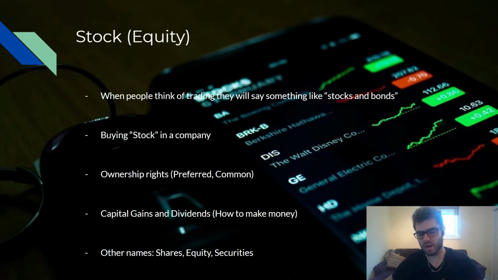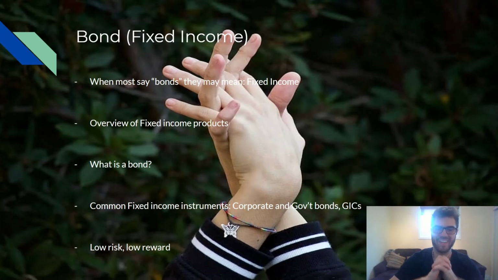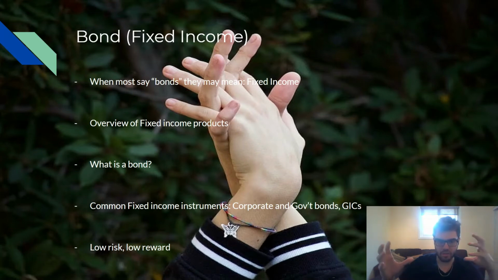So other names for stock are shares, equity, and securities. Okay, so now the segue from preferred over to the next slide is pretty nice. As you can see, I bond on this picture, they're bonding their hands. Anyway, when people say bonds, they usually mean fixed income or debt instruments. Okay, so first of all, let's talk about that difference.